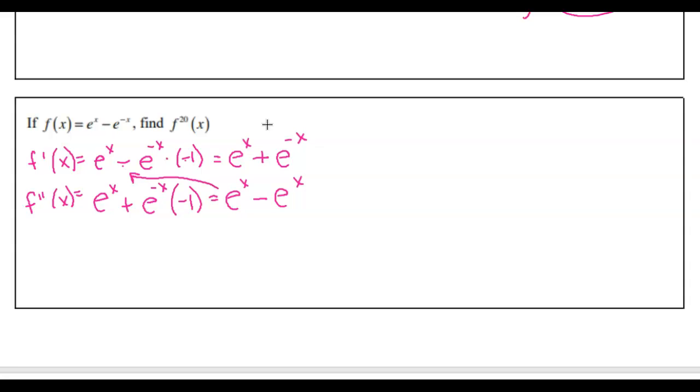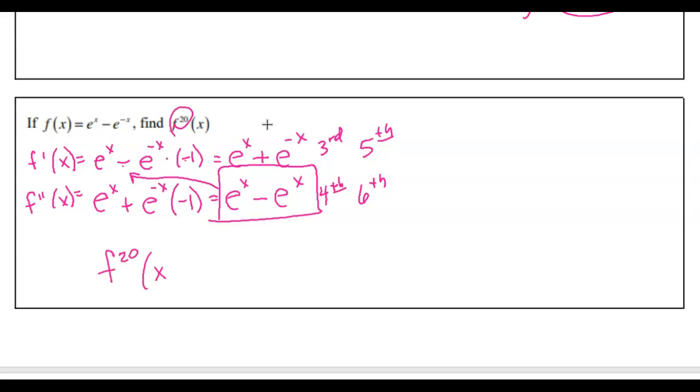And so then if I go again, I'm just going to keep doing it. So this will be our third, our fourth, our fifth. And so you'll notice these are all the even derivatives and these are all the odd derivatives. So since that's an even derivative, it's going to equal this. So f to the 20th derivative is e to the x minus e to the x. Patterns are good.